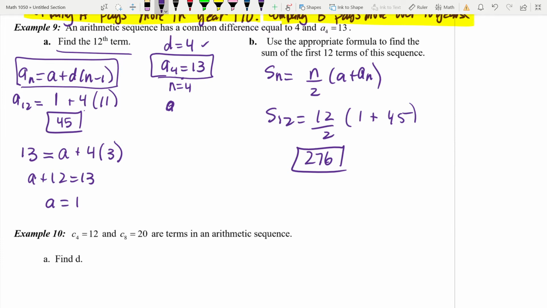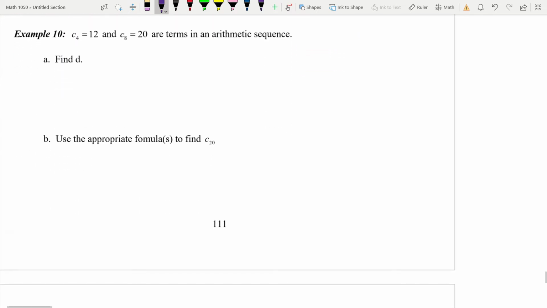Okay, we're going to do another one. It's going to be kind of similar to that. So if you feel a little uncomfortable about that, let's do another one. Okay, I do think those ones are a little tricky. Okay, the fourth term is 12. Okay, it's okay that it's a C and not an A, it's fine. Then the eighth term is 20.